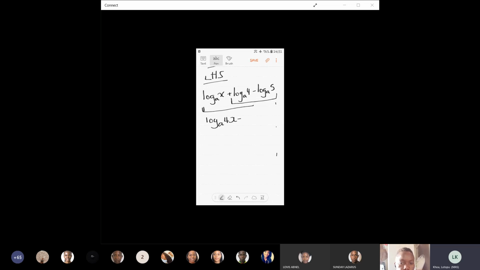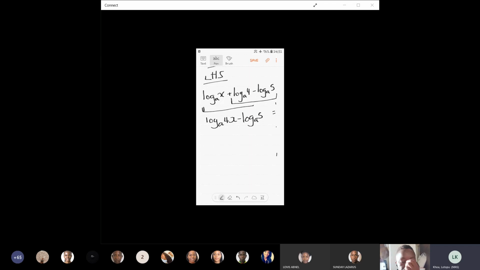And then I subtract log base a of 5. Okay, so I'm only working on the left hand side just because of the space I have here. Otherwise, I would write the equal to and that other thing over there.